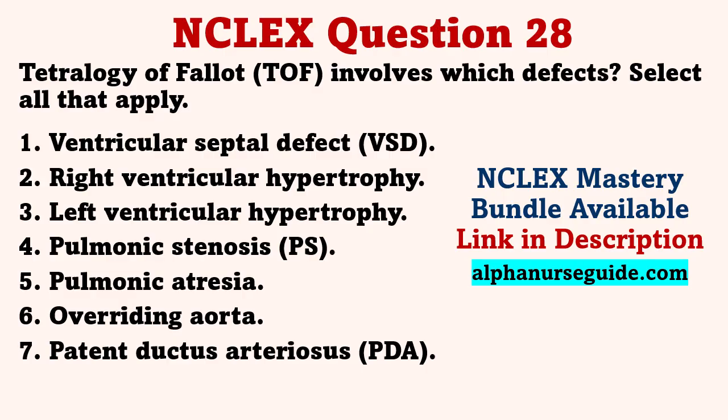The correct answers are 1. Ventricular septal defect. 2. Right ventricular hypertrophy. 4. Pulmonic stenosis. And 6. Overriding aorta. Tetralogy of Fallot is a congenital defect with a ventricular septal defect, right ventricular hypertrophy, pulmonary valve stenosis, and overriding aorta. Pulmonary stenosis causes decreased pulmonary flow.